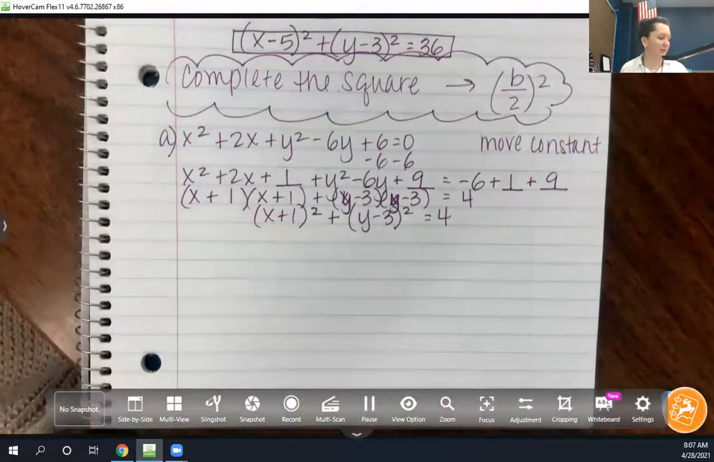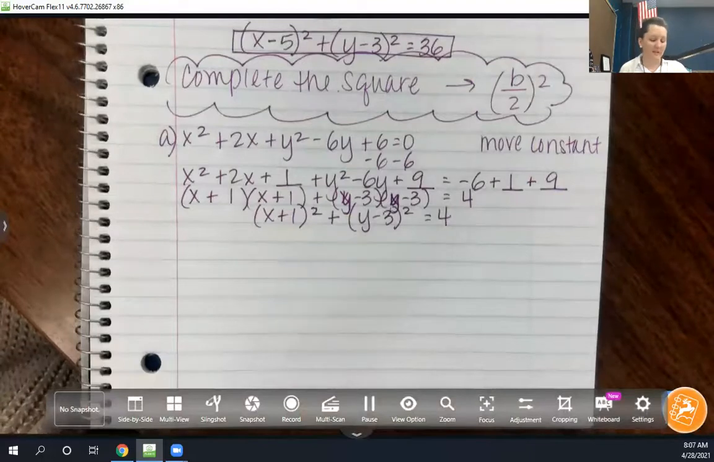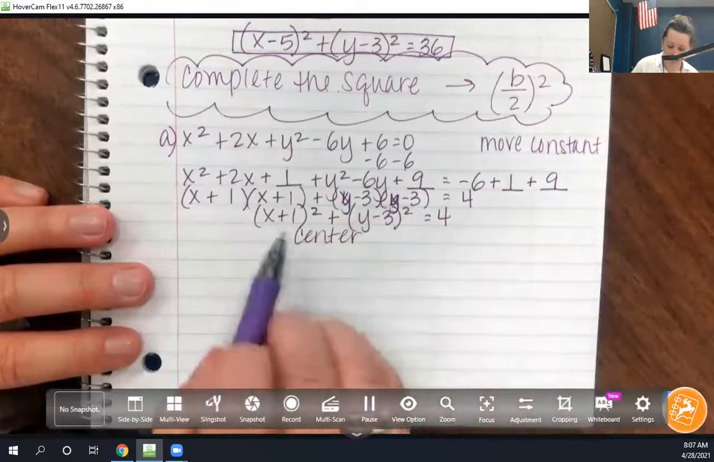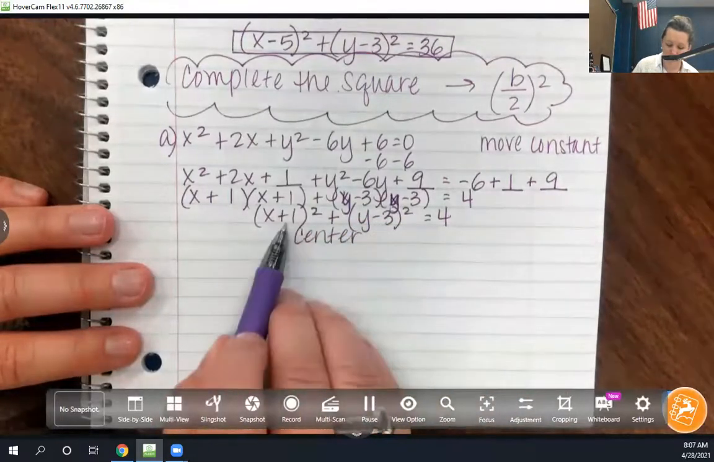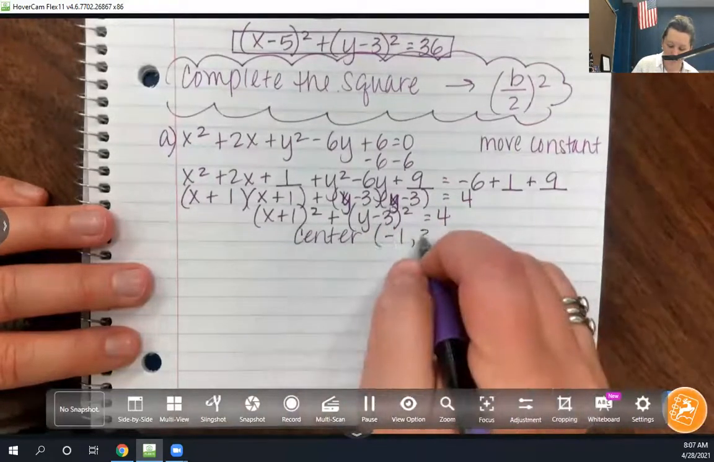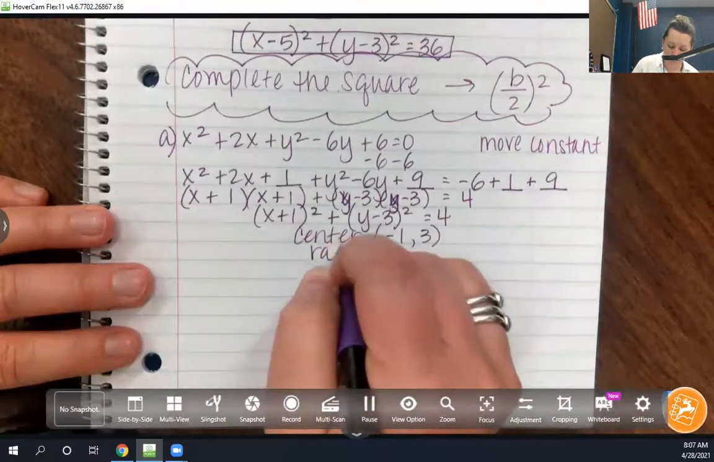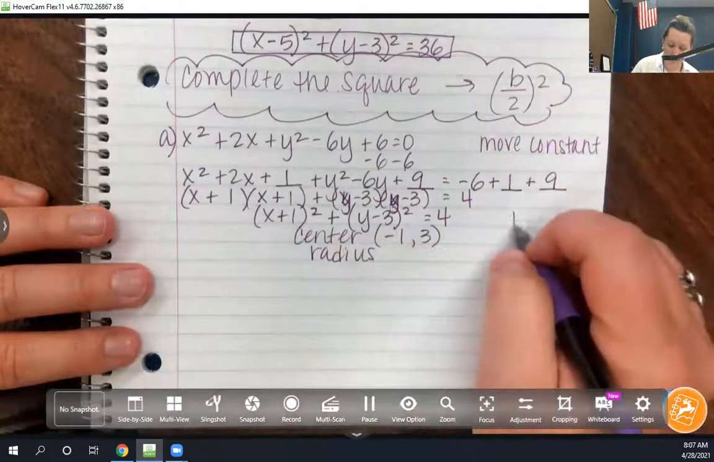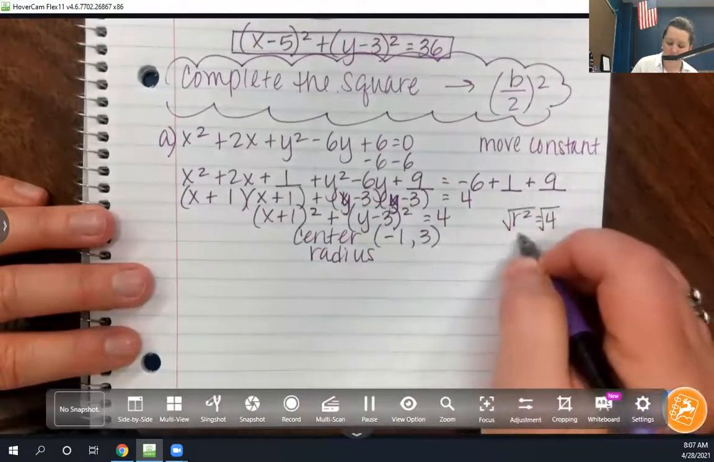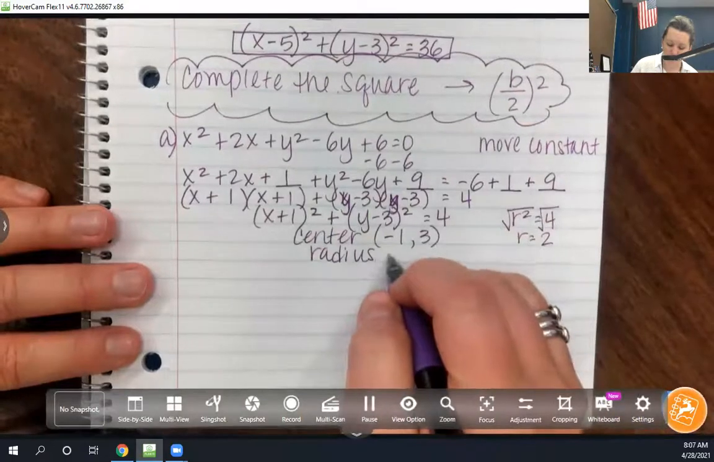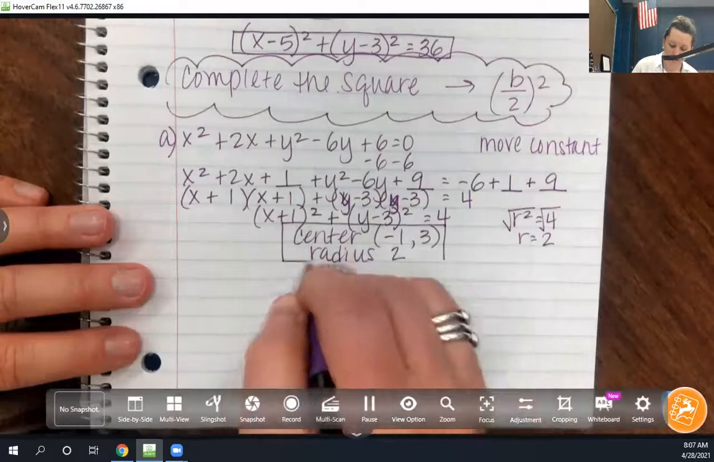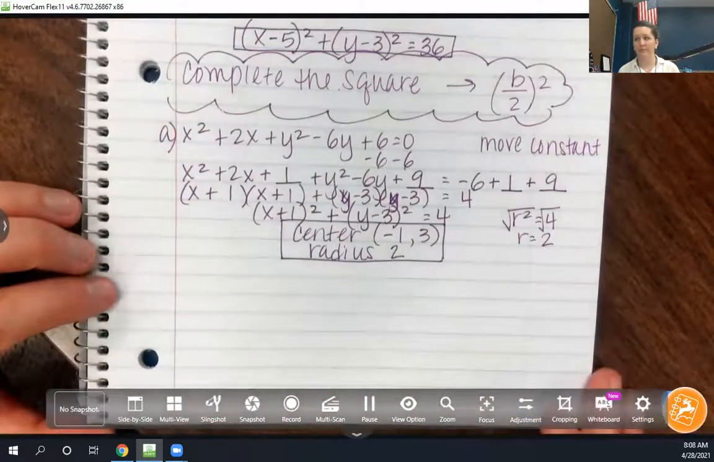So now I want to know what is the radius and the center of the circle. So let's see. The center we know is (h, k), and its opposite value. So my center is negative 1 and positive 3. That's the center. And then the radius, remember, r squared is 4. So I'm going to take the square root of that, and my radius is 2. So now we have our answer. Our center is negative 1, 3, and our radius is 2.